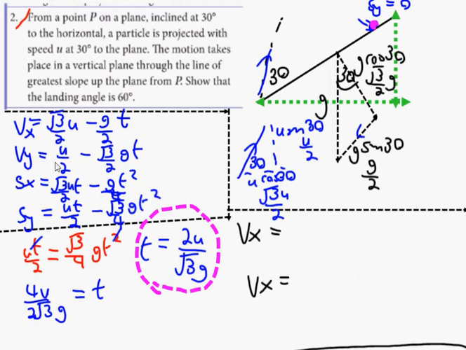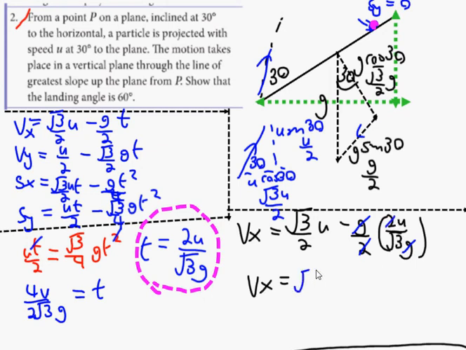Now, phi x, sorry, take it from the top equation, root 3 over 2 u minus g over 2 multiplied by t. T is 2u over root 3 g. Now here we go, last, okay. The g's will cancel, the 2's will cancel, and what we're going to be left with is root 3 over 2 u minus u over root 3.